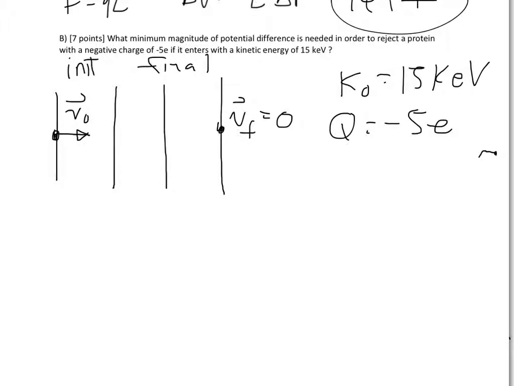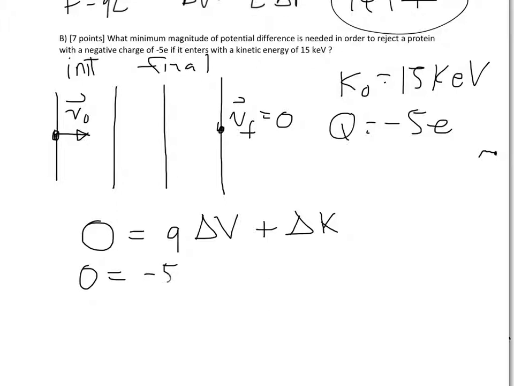So in this case, we're going to use the conservation of energy to solve this problem. The conservation of energy says that the total change in energy should be 0. And in the case of an electric potential energy, you have the charge times the change in potential plus the change in kinetic. All right, now then, the charge is minus 5e. Delta V, of course, is the target variable we're trying to solve for, and the change in kinetic will be the final minus the initial.